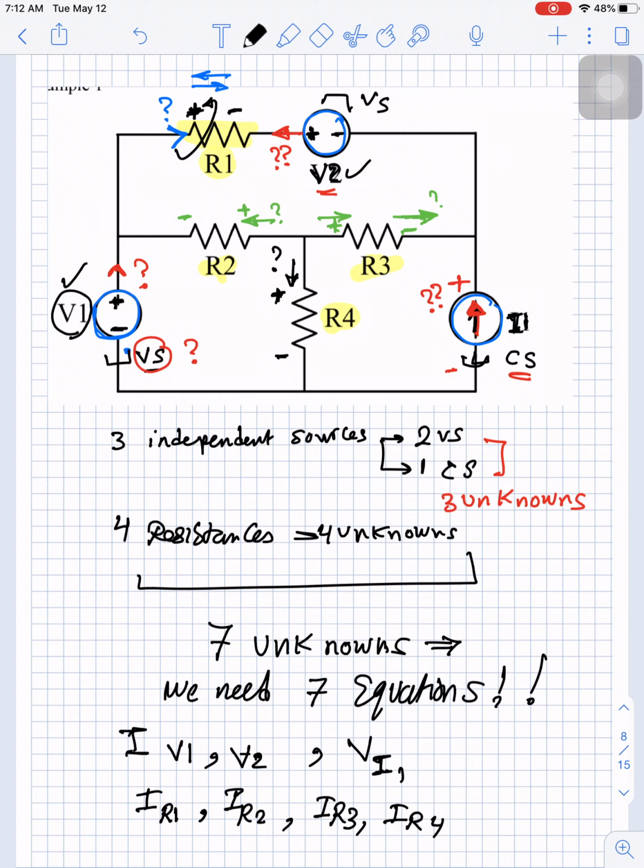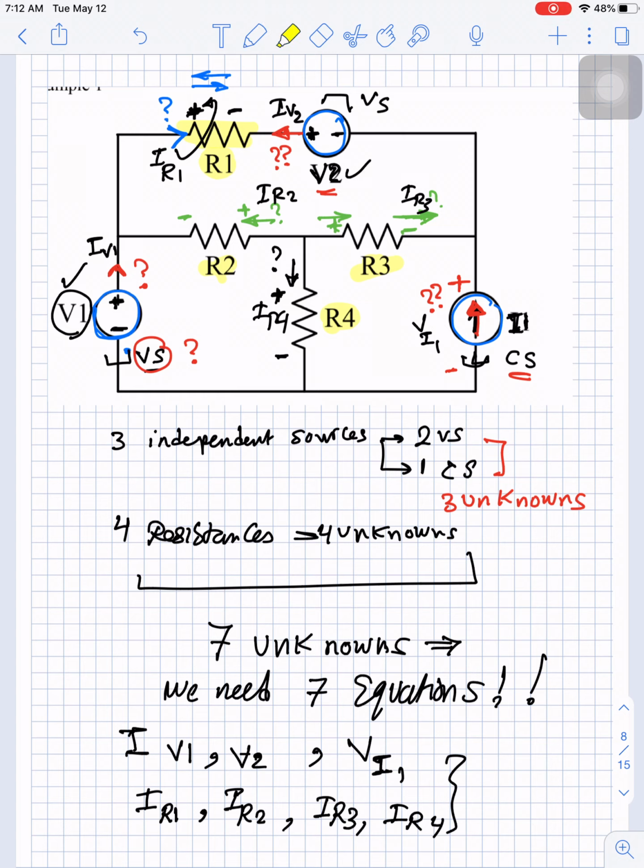Say this is the current of V1. This is the current of V2. Here is the voltage of I1. Here is the current of R1. Here is the current of R2. Here is the current of R3. Here is the current of R4. If we solve for these 7 unknowns, we solve the circuit.